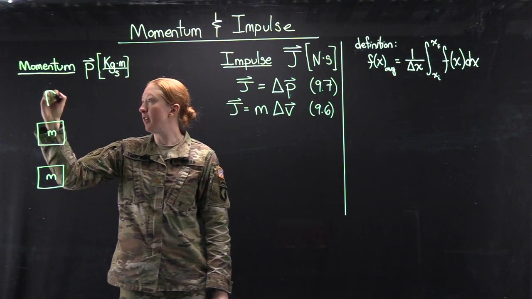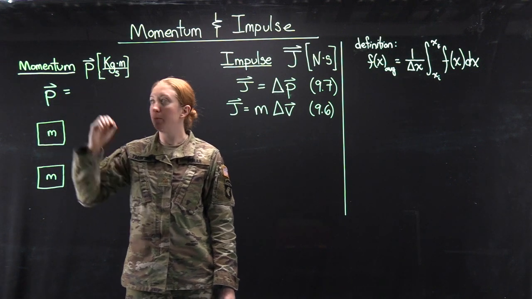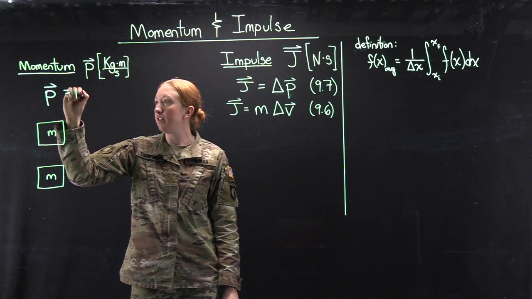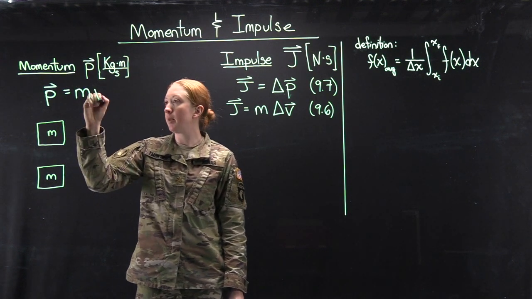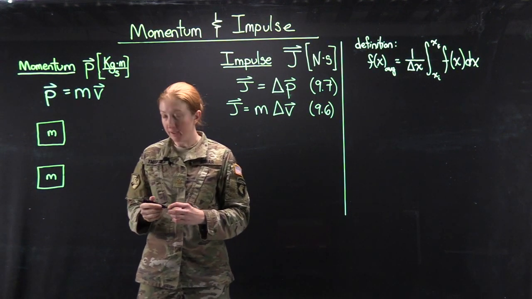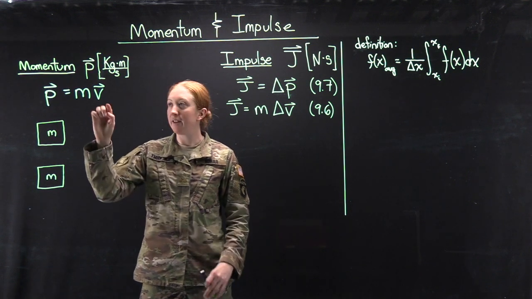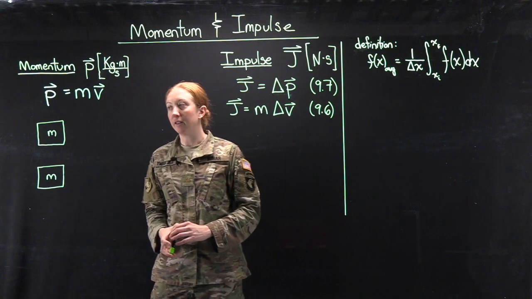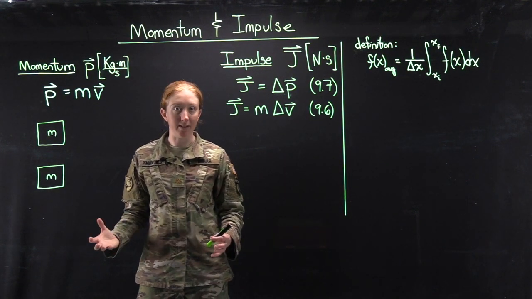The definition of momentum, which we'll use a lowercase p, always with the vector hat here, is the mass of the object times the velocity of the object. It's important to preserve that vector nature of movement. All right, so let's take a look at what it means.